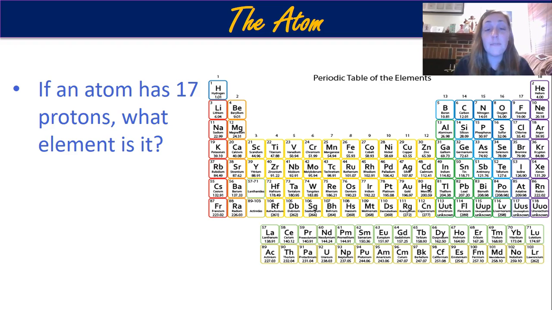Okay, so if you have a sample and you find that atom to have 17 protons, what element is it? Well, I've got the atomic number of 17 because I have 17 protons. So I just read my periodic table until I get to 17, and it's right here, chlorine.